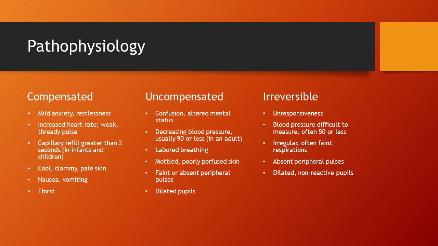Now that we've looked at the compensatory mechanisms, let's take a look at shock itself. There are 3 different stages of shock. Stage 1, also called compensated or non-progressive. Stage 2, decompensated or progressive. And Stage 3, also known as irreversible.